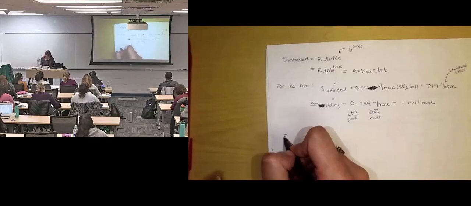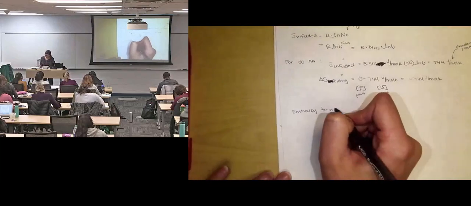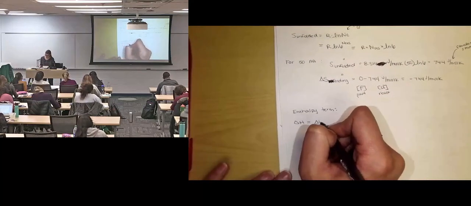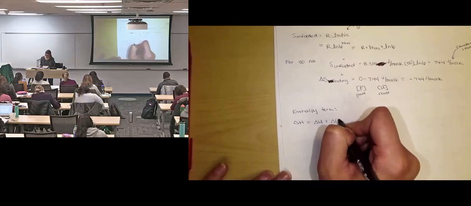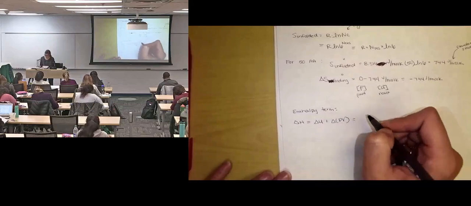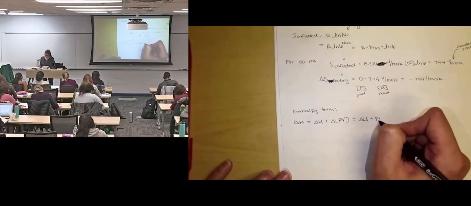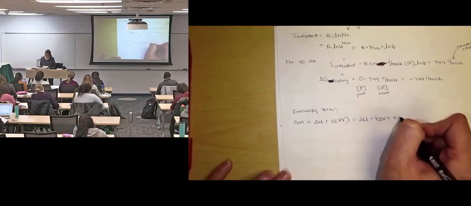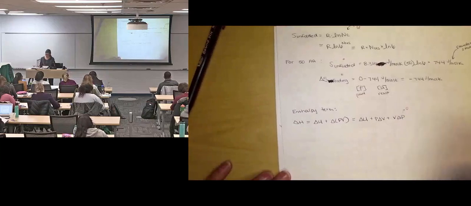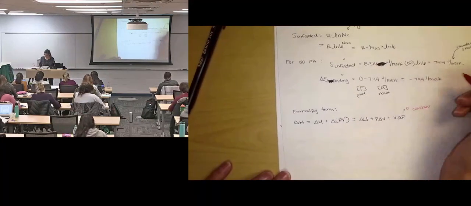For my enthalpy term, delta H is equal to the change in internal energy plus the change in the pressure-volume term. This was just our definition of enthalpy. This can be written as pressure times a change in volume plus volume times a change in pressure. This is 0. Why? Why is the change in pressure 0?